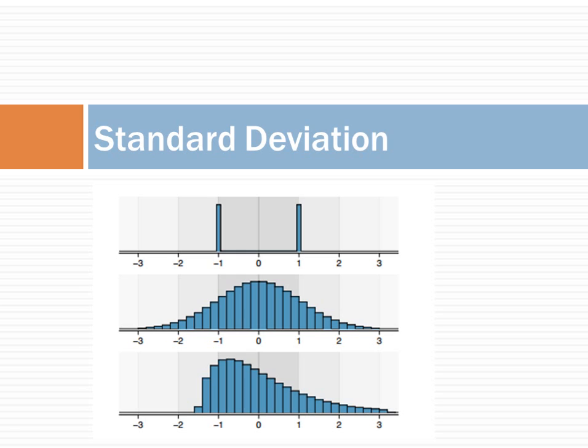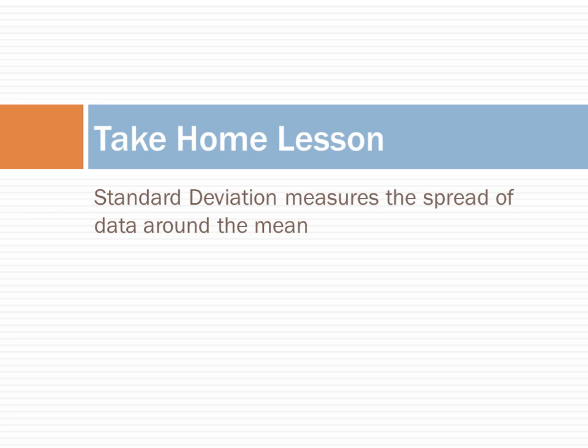One can also expect most data to fall within one standard deviation of the mean. The actual percentage that falls within 1 or 2 standard deviations depends on the shape of the distribution. Here we see 3 different distributions that have the same mean and the same standard deviations. Usually, 70% of the data falls within 1 standard deviation of the mean, and 95% of the data falls within 2 standard deviations of the mean. So, the take-home lesson from this lecture is that the standard deviation measures the spread of data around the mean.